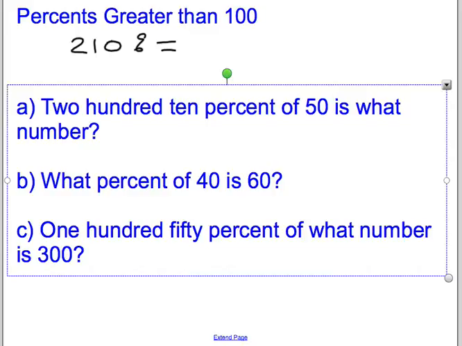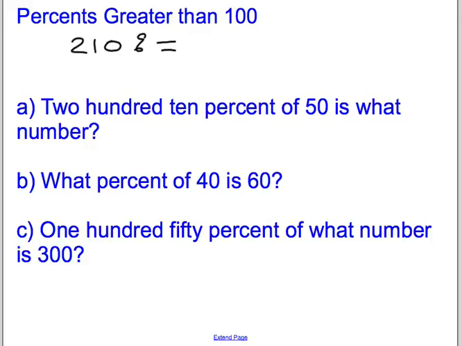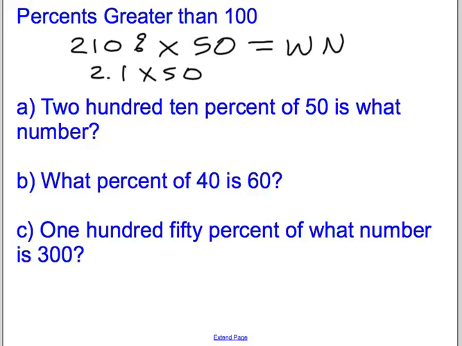Okay. So would we just do this problem like normal then? This would be a normal problem, except I just need to erase this. 210% of 50 is what number? And so we just changed our 210% to what decimal, Braden? 2.1 times 50. 105. Is it 105? Yeah.